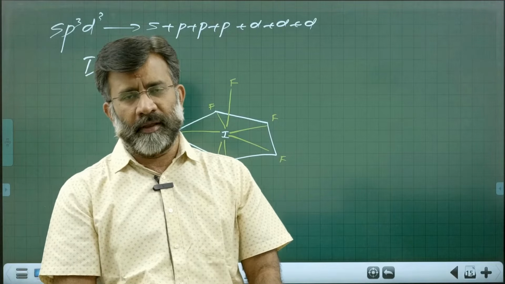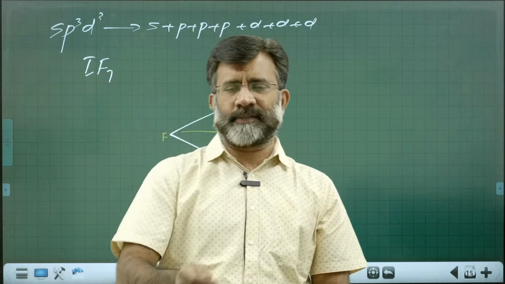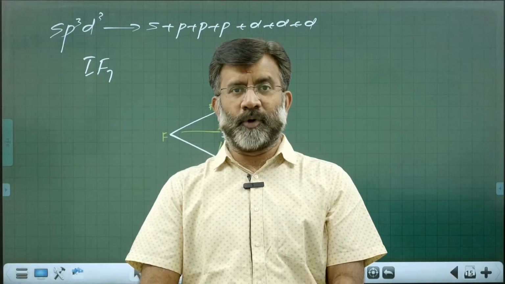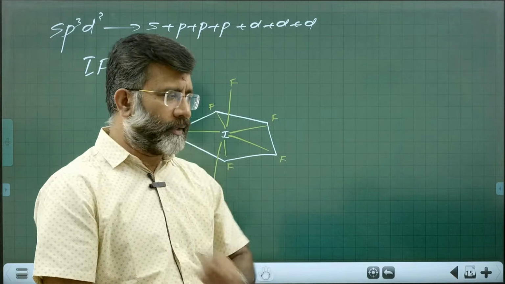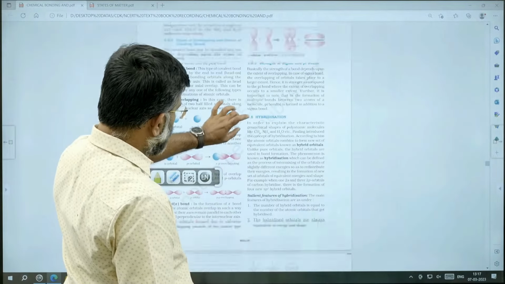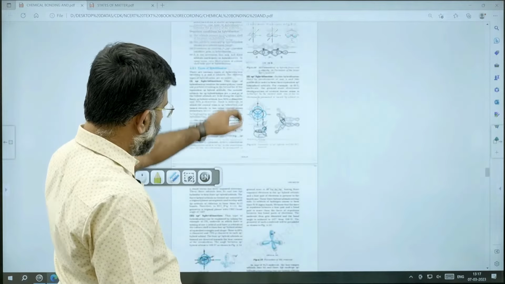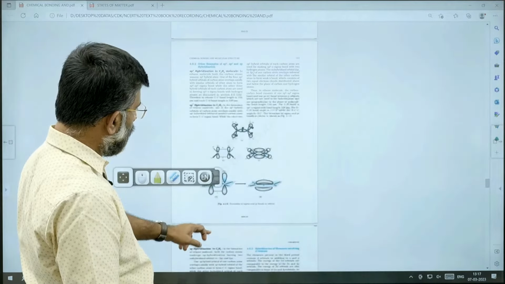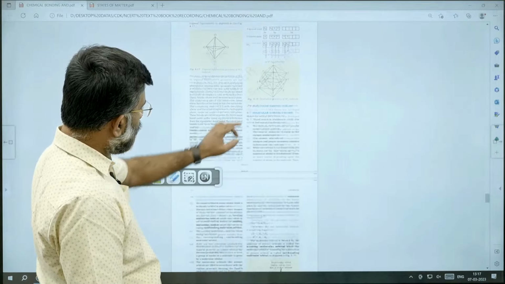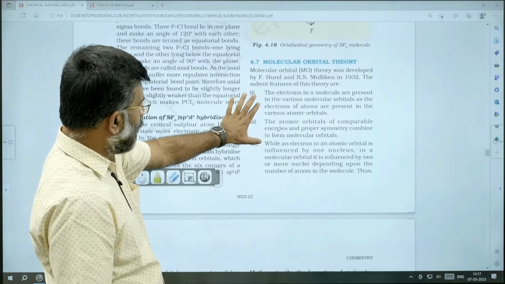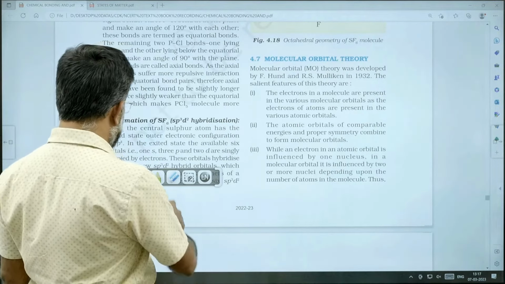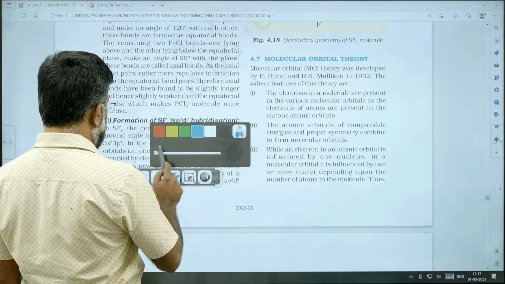And probably winding up the chapter, the last topic coming is molecular orbital theory, MO theory, a very important and modern theory. So these are the areas from the chapter where you can find hybridization being dealt with. And the last topic is MO theory, explained by Hund and Mulliken in 1932.